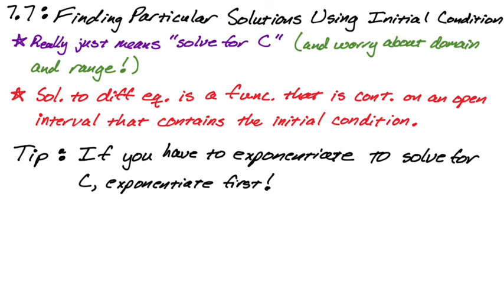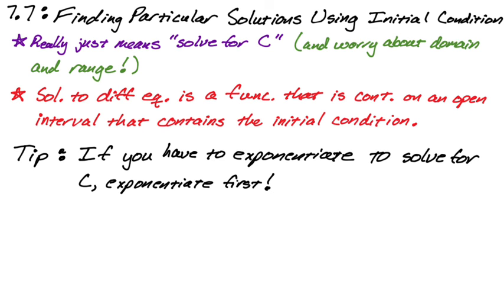Here we go. If you have to exponentiate to solve for y, then exponentiate first, then solve for C. Exponentiate before solving for C. That's my advice. So it might look like this: the natural log, the absolute value of y, is equal to x squared plus c. You solve a differential equation, you get to this point. Wait, do not solve for c yet.